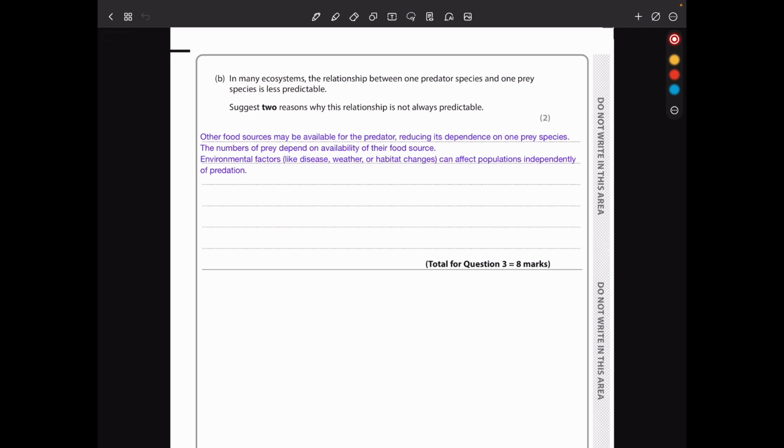Then next they say in many ecosystems, the relationship between one predator species and one prey species is less predictable. Suggest 2 reasons why this relationship is not predictable. This could be because there are other factors that could affect the numbers of the prey. For example, some predators have different prey. And another thing is there are other factors like disease that could affect the numbers. So I said other food sources may be available for the predator, reducing its dependence on one prey species. The numbers of prey depend on availability of their food, and also environmental factors like disease, weather, and habitat changes can affect the populations independently of predation.